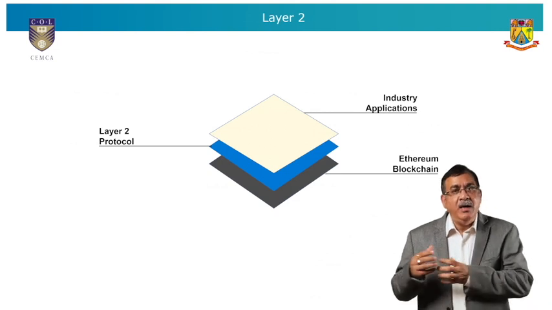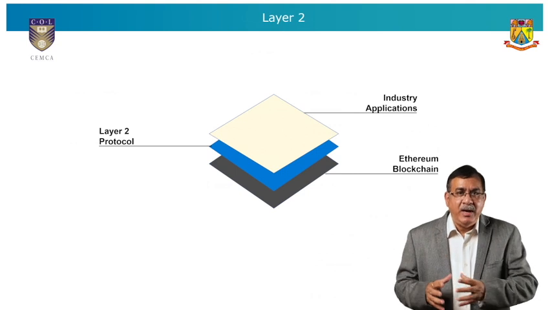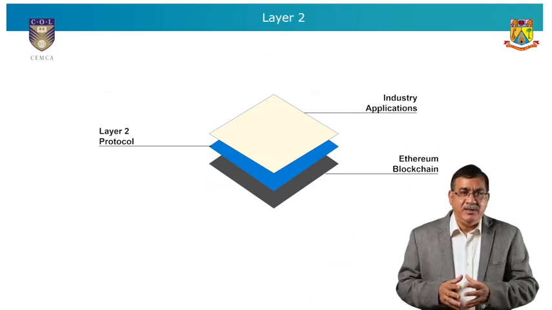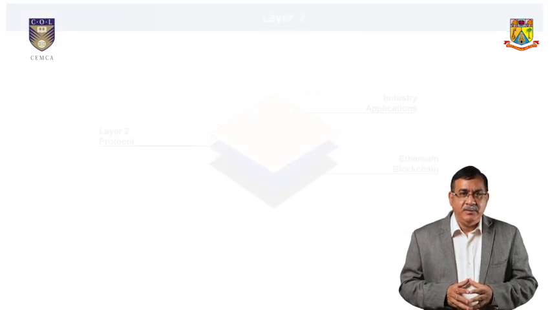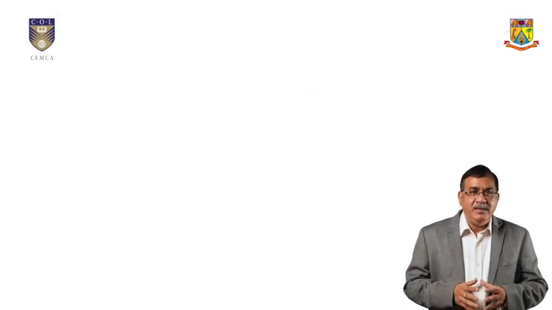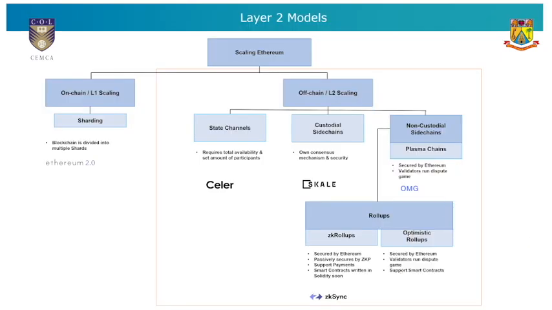So, what are the different layer 2 models? There are three main L2 models, which are state channels, side chains and rollups. Let us understand these L2 models a bit more in detail. As we can see in the relationship diagram, state channels take the burden off the Ethereum base layer by facilitating transactions off-chain.